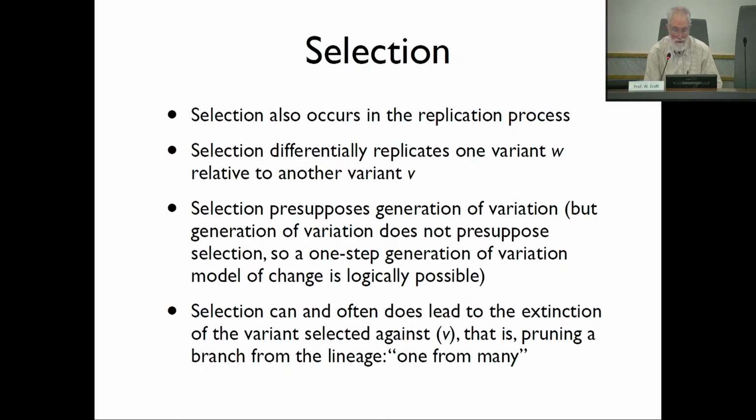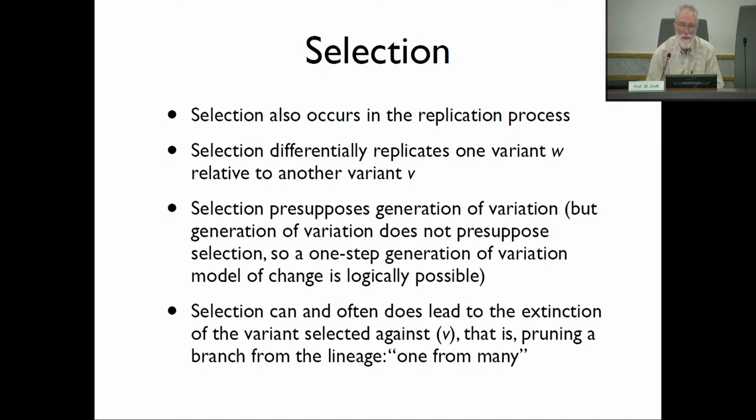Selection can and often does lead to the extinction of the variant selected against. So if you're differentially producing W instead of V, eventually there will be no more new Vs. That basically means that variant will go extinct, or another way of putting it is you're pruning a branch from the lineage. You're reducing the number of branches.